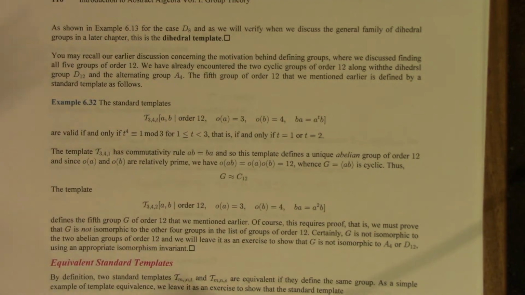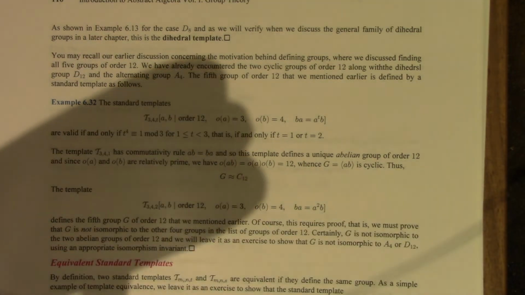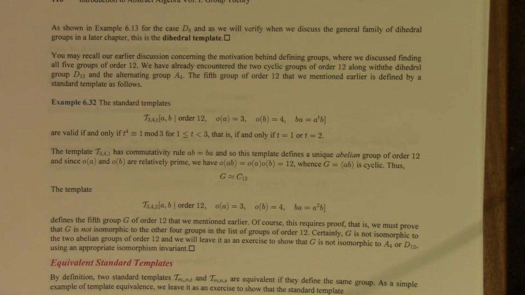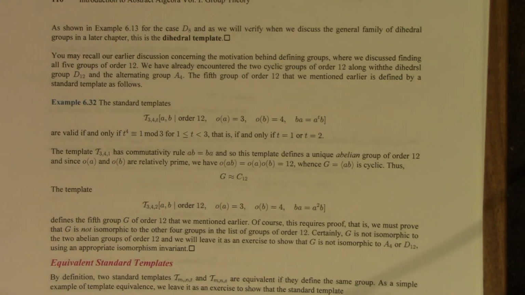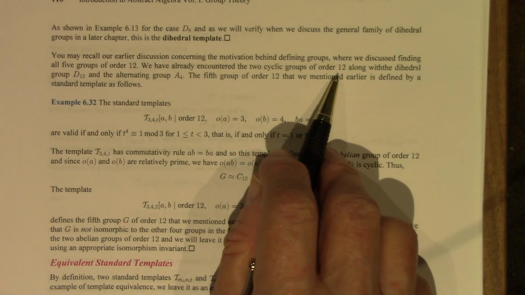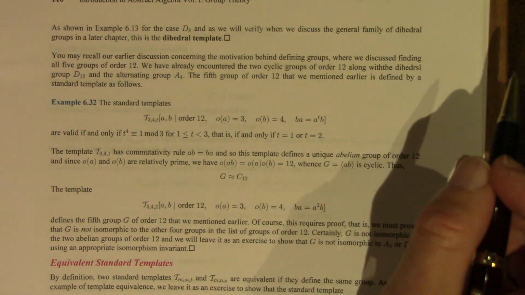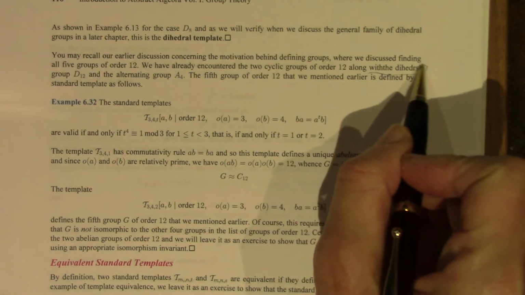You may recall our earlier discussion concerning the motivation behind defining groups. And one of our motivations on the theoretical side was to determine all groups of a given order. And I mentioned that we're going to accomplish this feat for groups up to order 15, and that order 12 would give us the most trouble, by far, actually. We've encountered two cyclic groups of order 12, as I discussed. I've got to fix this typo here.